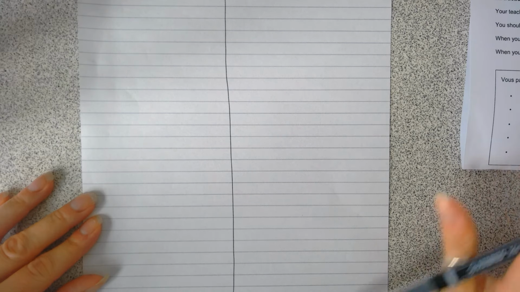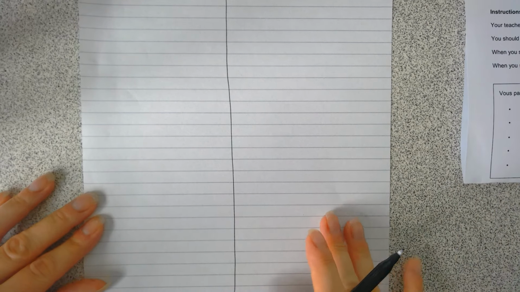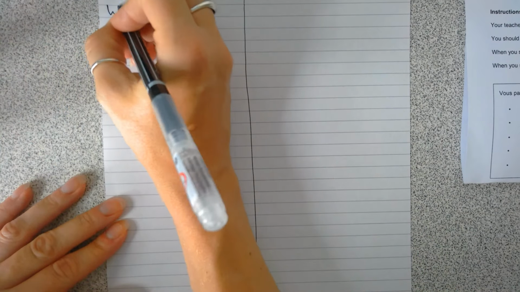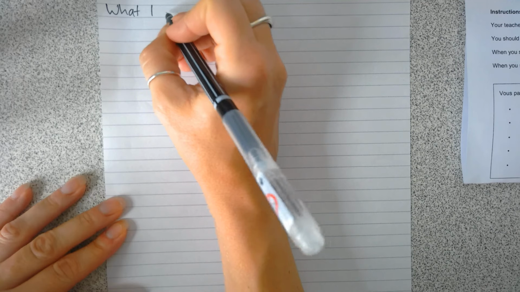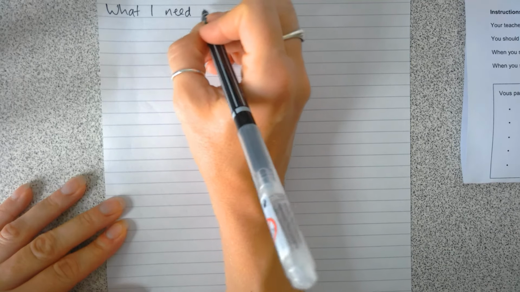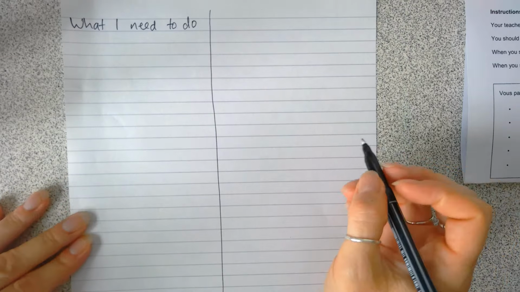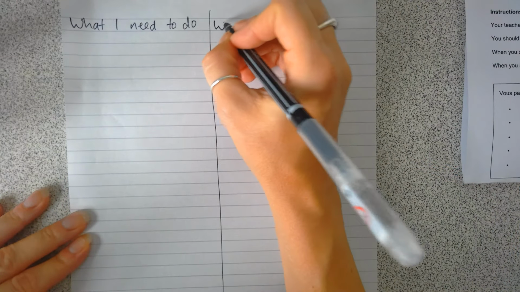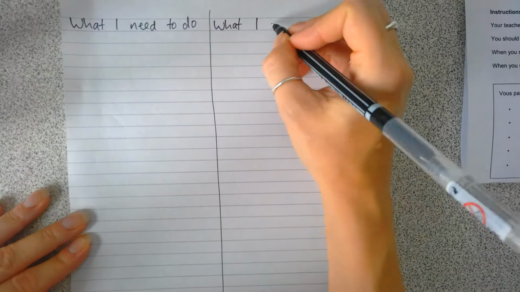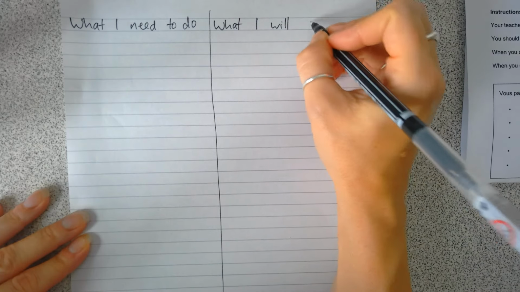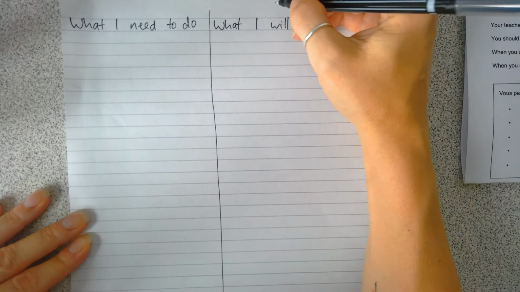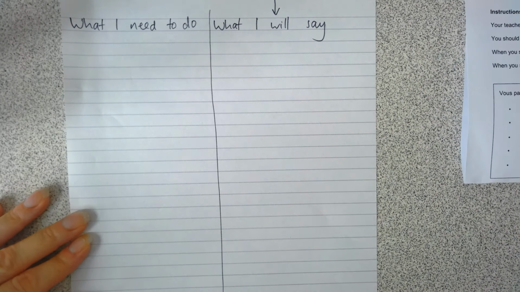So then we've divided this sheet in two, and we're going to put two different titles at the top. On this side, we're going to write what I need to do. On the other side, we're going to write what I will say. And this side is the side that acts as an actual script that you will read aloud.